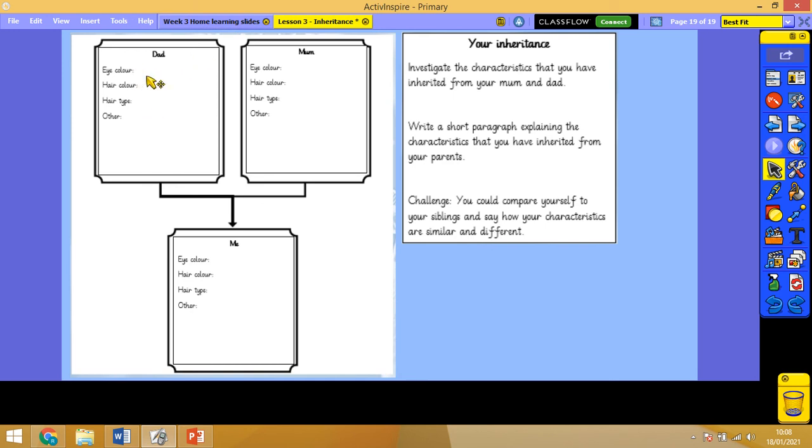So here you've got it here. All you need to do is find out the eye colour, hair type from your dad, and anything else that your dad's got that you might have, and the same for your mum, and then compare them to what you have got.